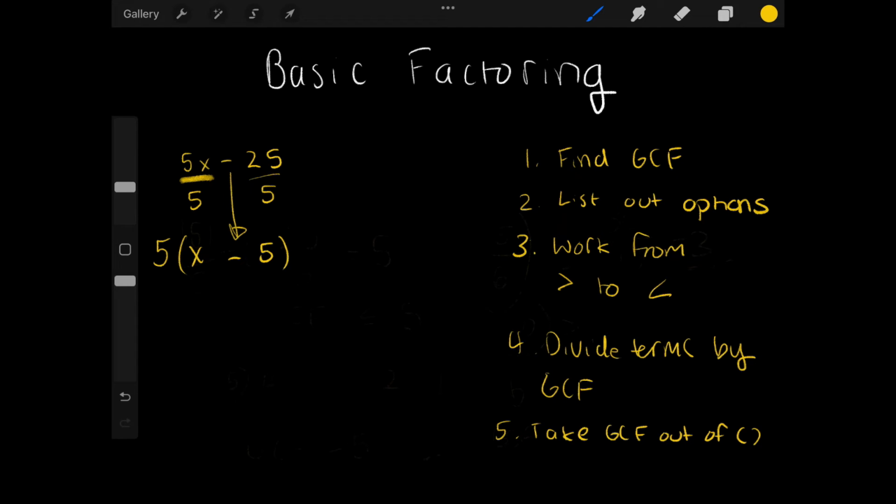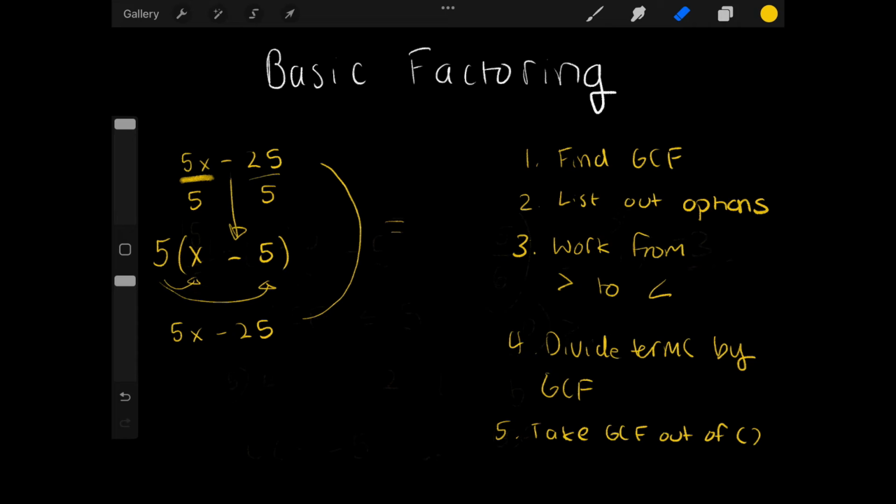Okay, so now that we have this, I want to show you why we call it the reverse distributive property. When we distribute the 5 to the x and the 5 inside the parentheses, we get 5x minus 25, which was our original expression. So we noticed that these two equations are equal. What we did is just take out that 5 from the original expression. So instead of distributing it to the two numbers and expanding it, we condensed it.